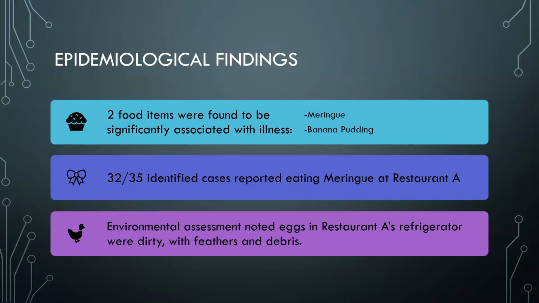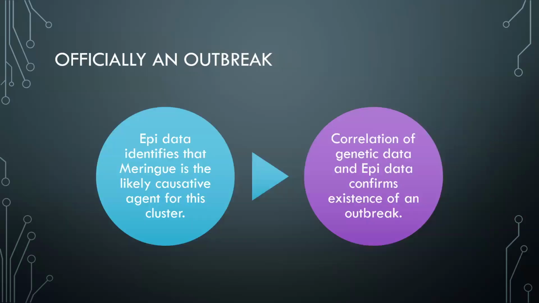And 32 out of the 35 identified cases had reported eating meringue. The environmental assessment also noted that there were eggs in Restaurant A's refrigerator, which were dirty, covered in feathers and debris, which further solidified evidence that the meringue was probably the issue. And at this point, now, because we have epi data and genomic data, we can say this is an outbreak. The epi data identifies that meringue is the likely causative agent for this outbreak.